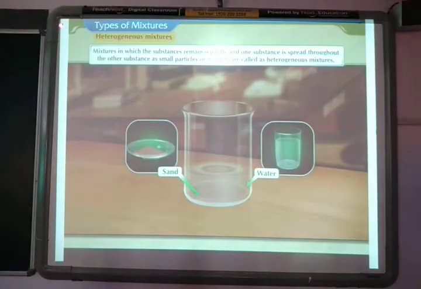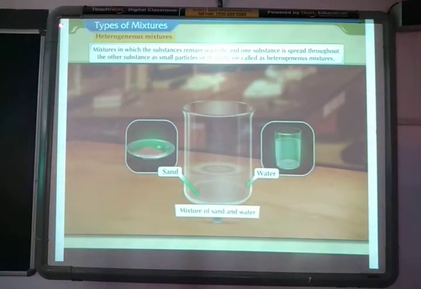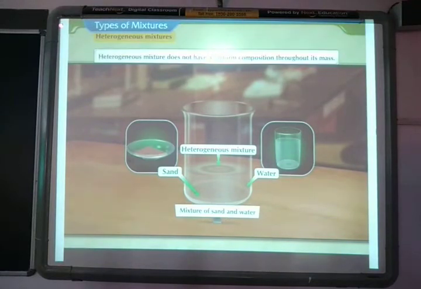Heterogeneous mixtures. Mixtures in which the substances remain separate and one substance is spread throughout the other substance as small particles or droplets are called heterogeneous mixtures. A heterogeneous mixture does not have a uniform composition throughout its mass.